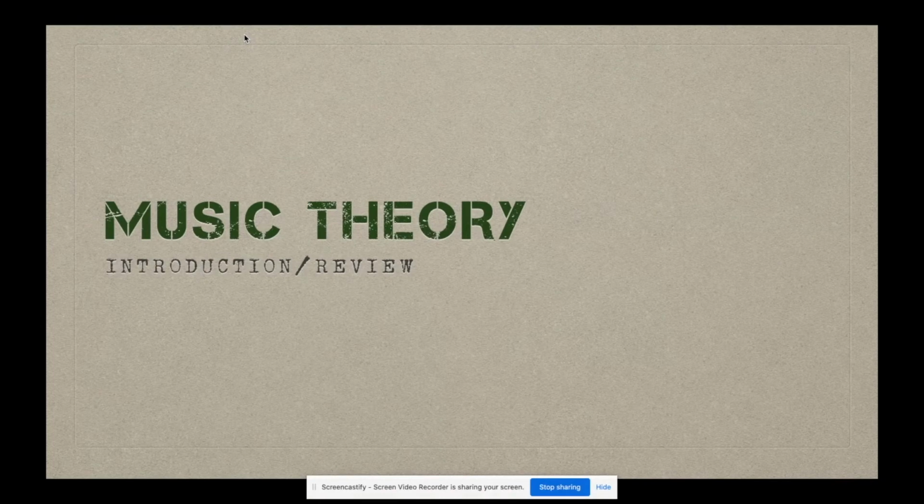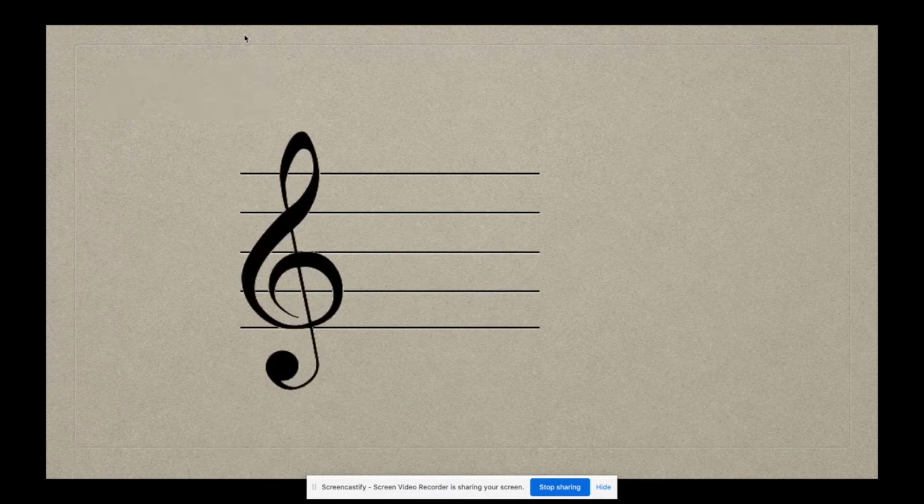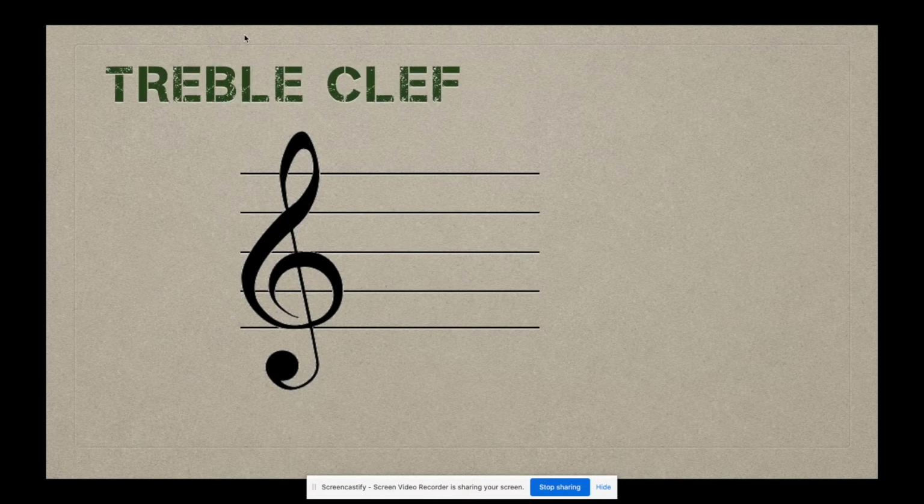Music theory introduction review. That is called a staff. S-T-A-F-F. Look at that. There it is. So this is where we put our notes, and we figure out what notes they are. On this staff, we just happen to have something called a what? Does anybody know? Yes, it's a treble clef.